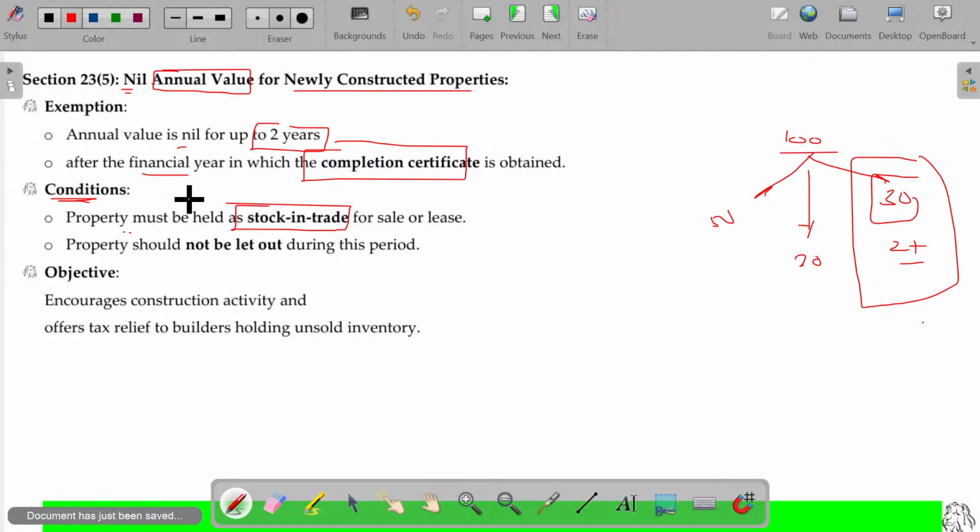If that property is held as stock in trade and not let out for the 2 years, nothing is taxable. Beyond 2 years, automatically it becomes taxable. Objectives: encourage construction activity and offer tax relief to builders holding unsold inventory. That's the logic behind it. Clear? This is available only for the builders' case.